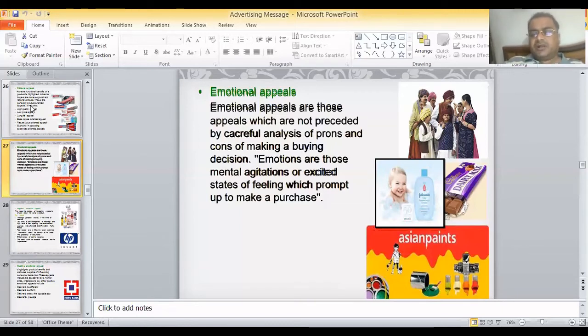The emotional appeals can be, for example, as the picture here in the slide shows, Johnson and Johnson. As mothers are very attached to their babies, Johnson and Johnson use that mother's love and caring nature for their advertisements, and that's where the motherly love is shown. That is also emotional appeal.